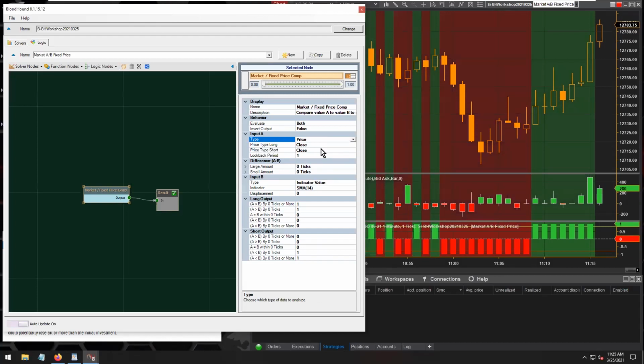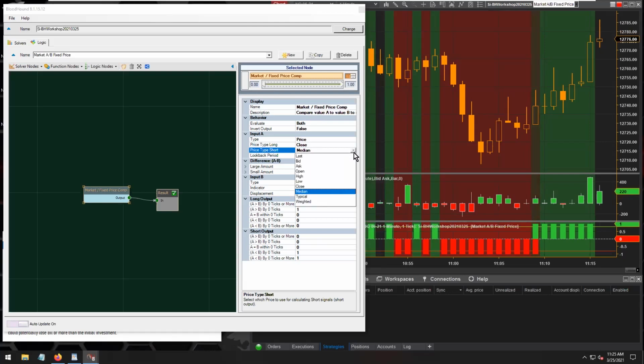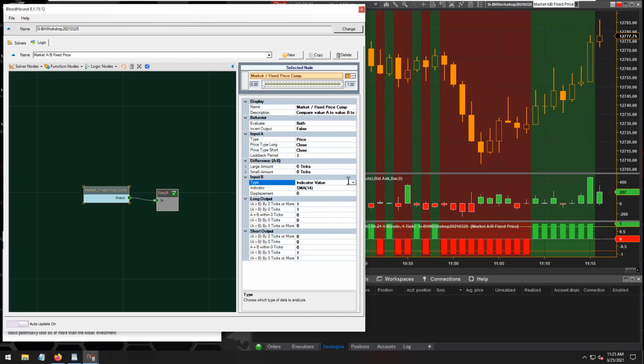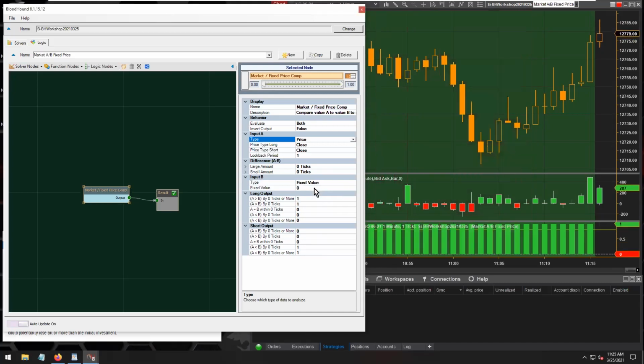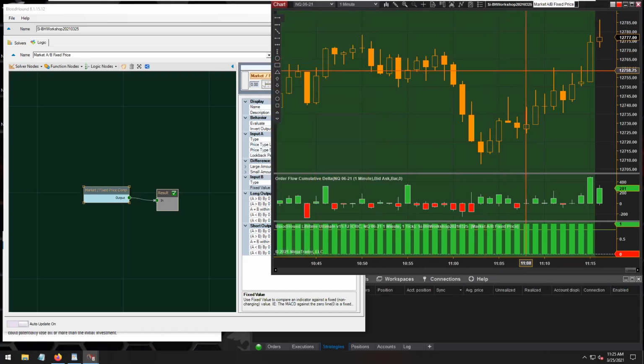For input A, we're going to change that to price. You just need to decide, George, which bar price you want to check. We'll just leave it on the closing price of the bar. We'll see if the closing price is above or below some fixed price. Then input B, which doesn't get used a whole lot, has a fixed value option. Let me put in the NQ.